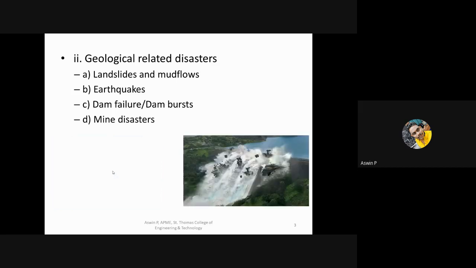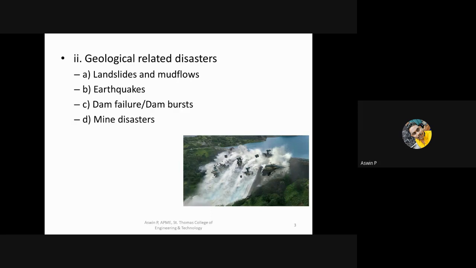Another thing is dam failure. You can see a dam failure here. We know that dams are man-made structures for storing water and producing electricity or water for agriculture. After making such a dam, when heavy rainfall occurs, the water level increases. If we are not able to control the water flow or outlet flow of the dam, after some time the dam will collapse.